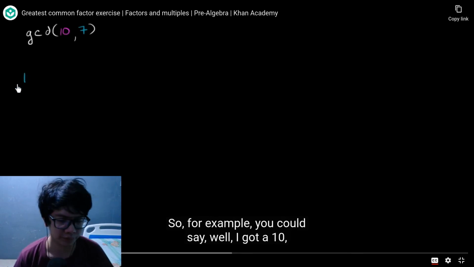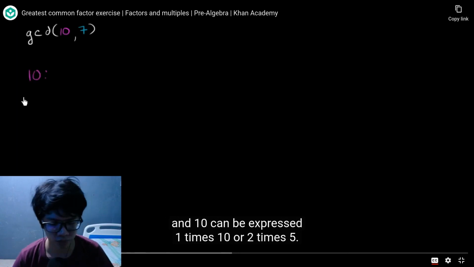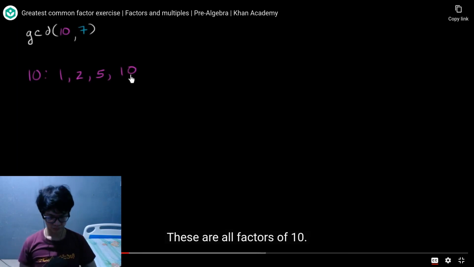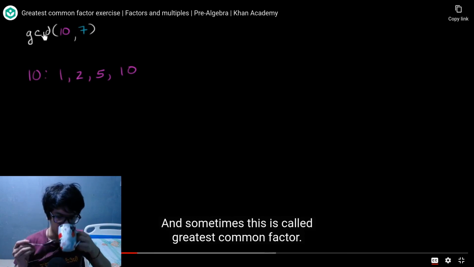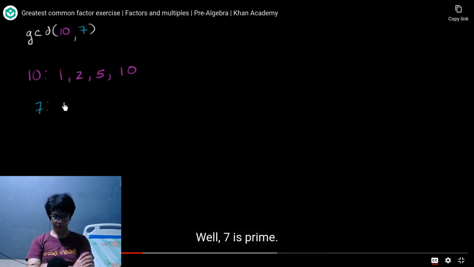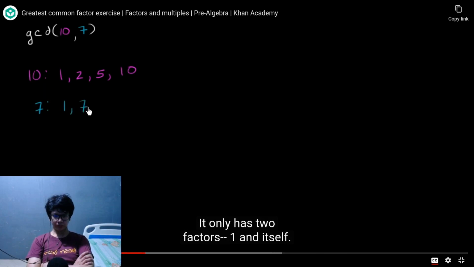So for example, you could say, well, I've got a 10, and 10 can be expressed as 1 times 10, or 2 times 5. 1, 2, 5, and 10 are all factors of 10. These are all, we could say, divisors of 10. And sometimes this is called the greatest common factor. 7, what are all of its factors? Well, 7 is prime. It only has two factors, 1 and itself.